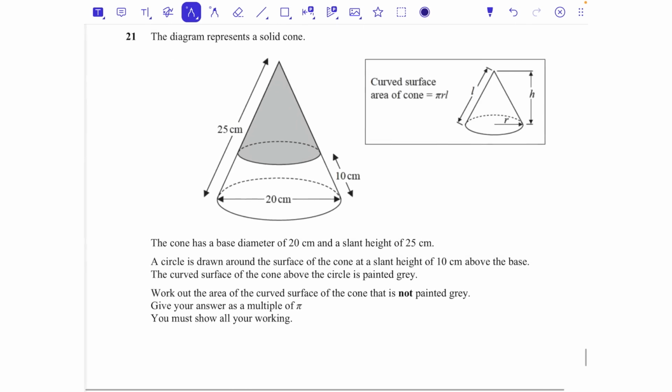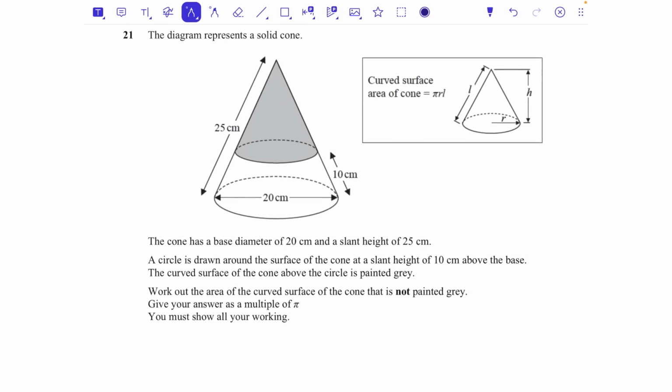Question number 21. The diagram represents a solid cone. The cone has a base diameter of 20 and a slant height of 25. A circle is drawn around the surface of the cone at a slant height of 10 centimetres above the base. The curved surface of the cone above the circle is painted grey. Work out the area of the curved surface of the cone that is not painted grey. Give your answer as a multiple of pi. You must show all your working.